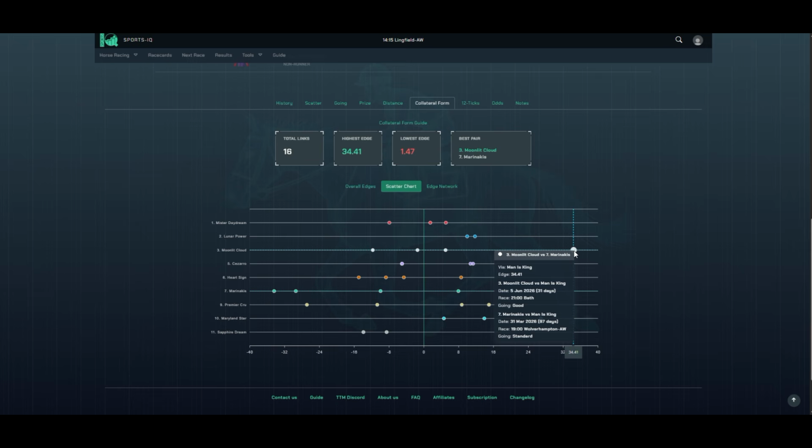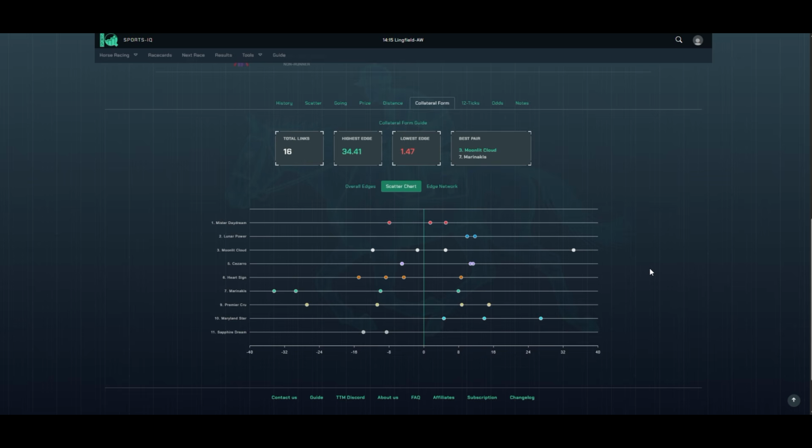A number that large, especially if it comes from a direct meeting or several consistent indirect links pointing the same way, is a genuine strong form signal. In this case, it comes from an indirect meeting, and we can see that by the fact it has a thin line between them on the network edge map. Why this distinction matters when you're reading this tool.